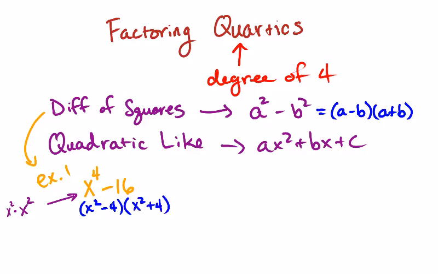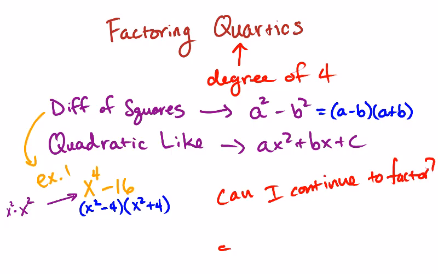The fun part about these problems is that sometimes you end up being able to factor some more. So you always have to ask yourself, can I continue to factor? And in this case you can, because you have another difference of squares problem with the x squared minus 4. You cannot factor x squared plus 4. So x squared minus 4 factors to x plus 2 and x minus 2, and the x squared plus 4 stays the same. Alright, let's try another one, maybe a fun one.